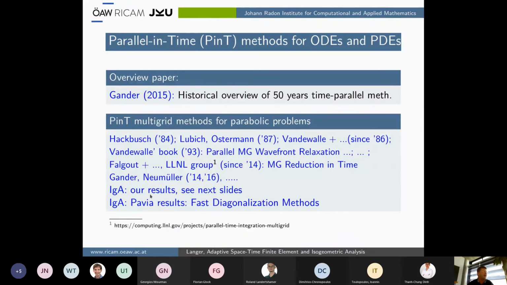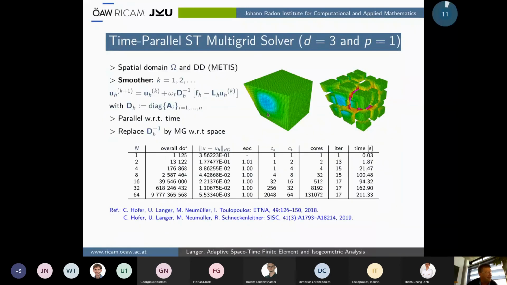So here you see some citations, by far not all. So I come to our IGA approach, but I show you the lowest order IGA, and these are finite elements, p is equal to 1. These are tensor product finite elements. So I show only the results. So we construct a multigrid method in space and time, distributing the cores. Cx are the cores in space, Ct are the cores in time. And we solve this problem with 10 billion unknowns and more than 100,000 cores on the Quartz machine at Livermore in 200 seconds.